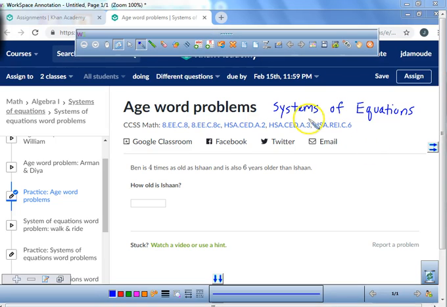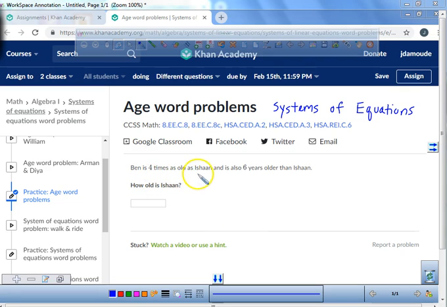All right, today we're going to be doing systems of equations. These are linear problems, but it's specifically age word problems. Right now we're going to read this sentence, and I'll probably mispronounce this person's name, but Ben is 4 times as old as Ishan, and is also 6 years older than Ishan. Okay? So right now, I'm going to use the letter B for Ben and the I for Ishan.